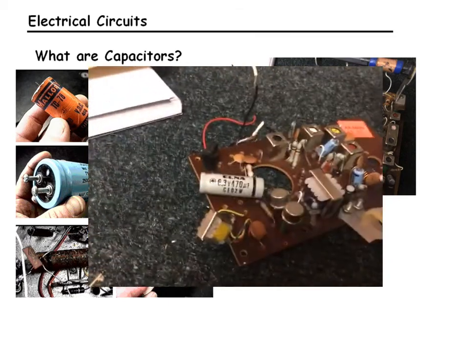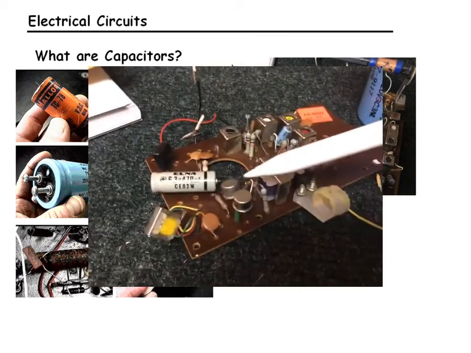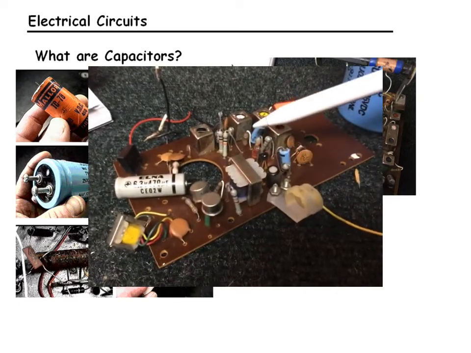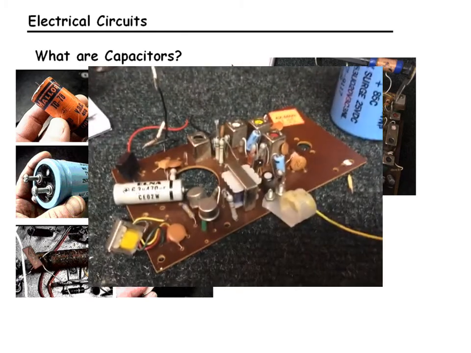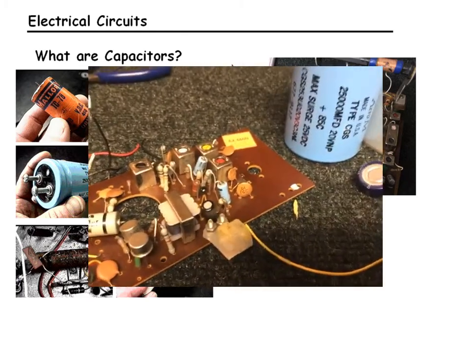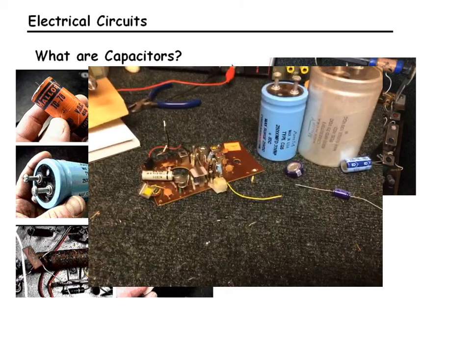On a circuit like this old radio, here's a capacitor. Here's a capacitor. There's a bunch of capacitors. There's some resistors with their color code and such on there. Now, if we took one of these things apart, what would it look like?